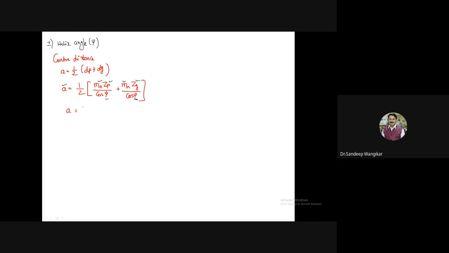A is equal to mn into bracket zp plus zg divided by 2 cos of psi. So I will put the values: 165 is equal to 4 into bracket number of teeth, 25 plus 50, divided by 2 cos of psi.